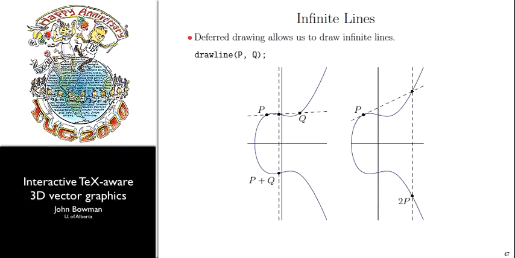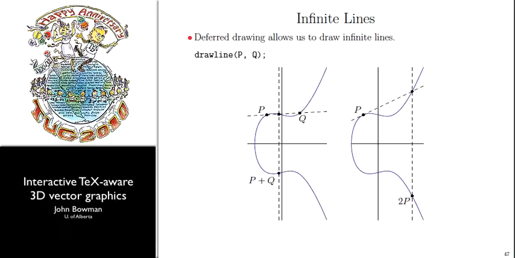Here's an example of how deferred drawing is very useful. If I want to draw a picture like this, but then I want to draw these infinite lines here, connecting points P and Q, for example. I want to draw these, they're infinite lines. I want to draw them to the boundary of the picture. I don't know the boundary until I've done the drawing, right? So that's where it's useful. So this comes up in elliptic curve cryptography.